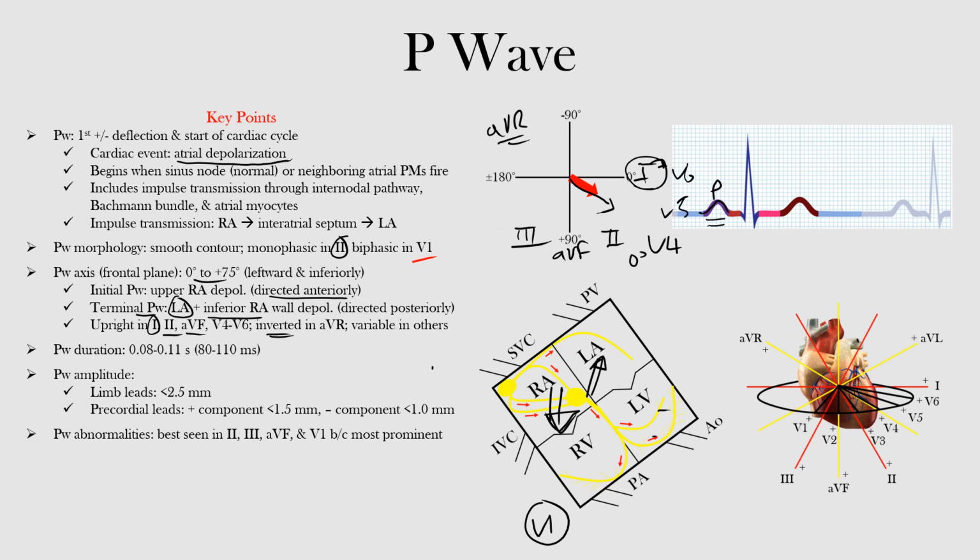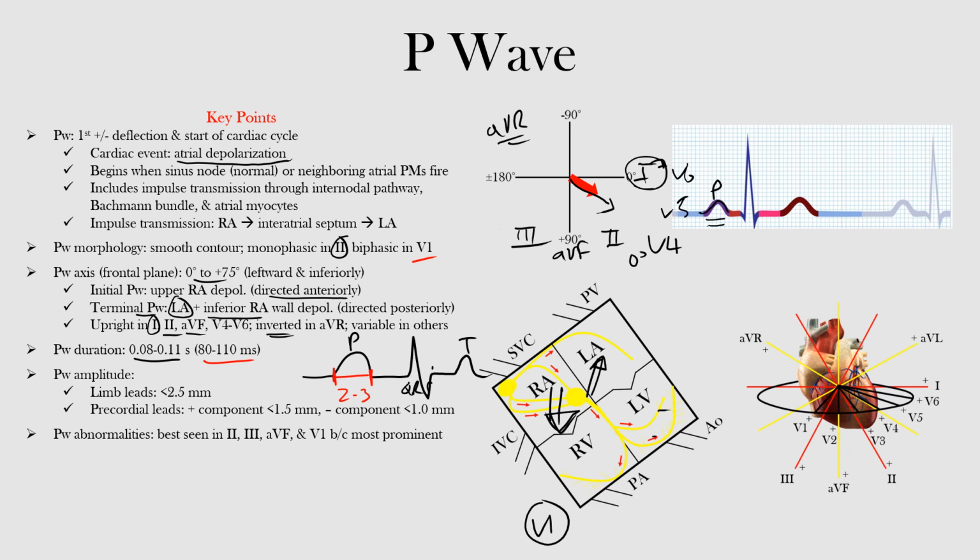Now, the normal P wave duration is 0.08 to 0.11 seconds, or 80 to 110 milliseconds. So what do we mean by the duration? Imagine we have a complex here, this being our P wave, our QRS complex, and this is our T wave. We're talking about the P wave duration, so that means from the onset of it to the end of it should be between 80 and 110 milliseconds. So that's about 2 to 3 small boxes. That's the normal duration.